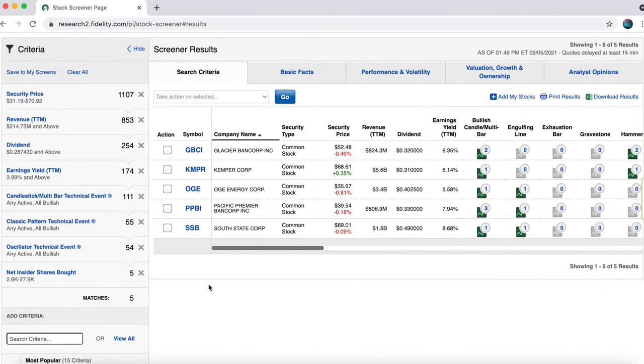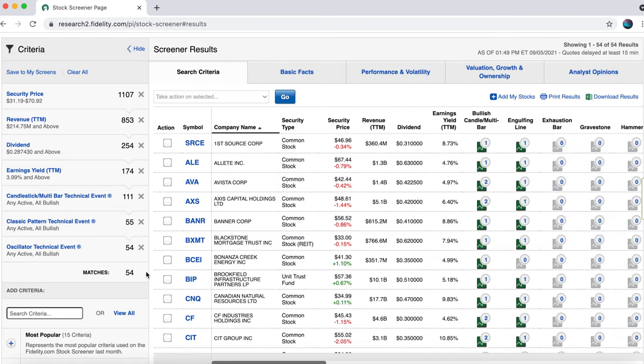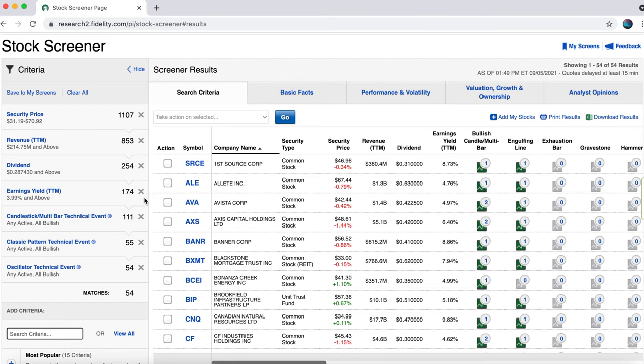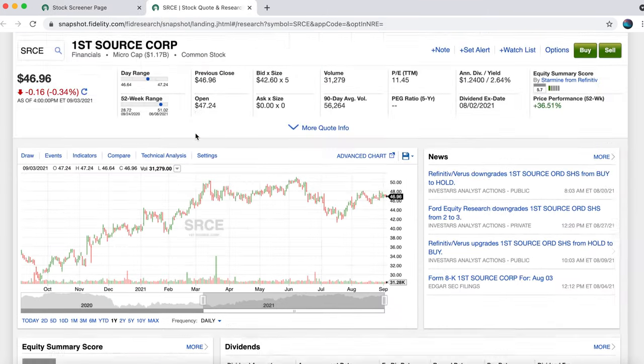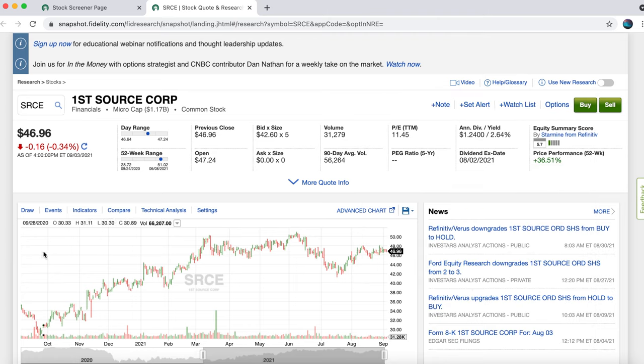If you don't like some of the criteria and filters that you put on, you can simply X them out right here. If you X them out, it will bring you back up to the previous criteria. It's a really cool feature just to play around with a lot of these different options for criteria. And if you want more information on a particular stock, you simply click on that and it will give you the basic overview that Fidelity provides on each individual stock.